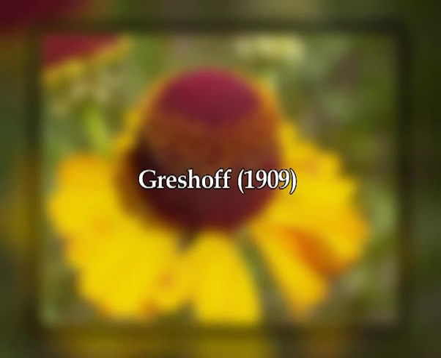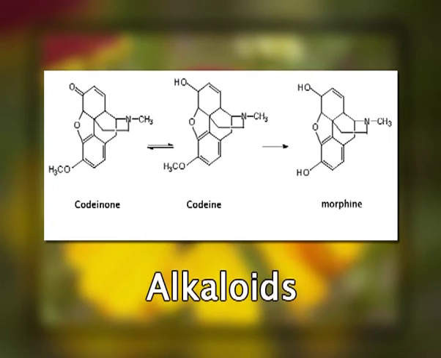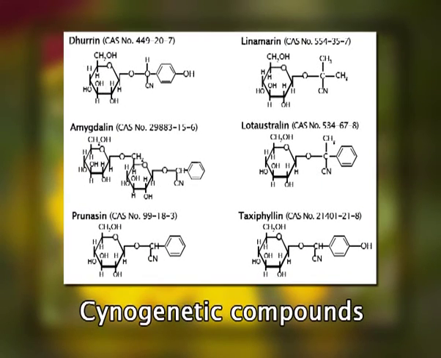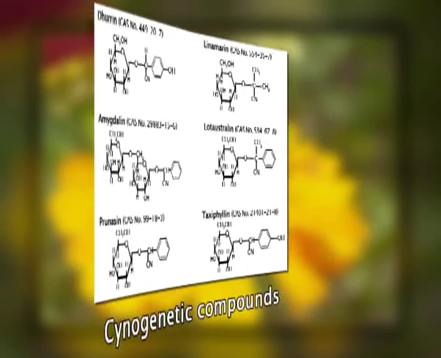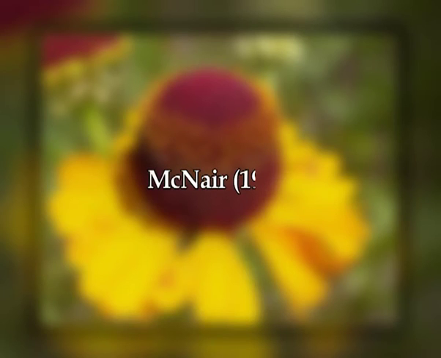Greshoff, 1909, published the presence of tannins, alkaloids, cyanogenetic compounds, and saponins in a wide variety of plants. He suggested the use of comparative chemistry in taxonomy. McNair, in 1935, tried to apply comparative chemistry in taxonomy.